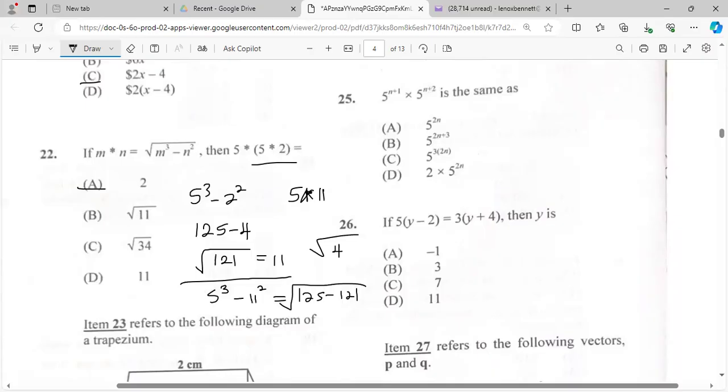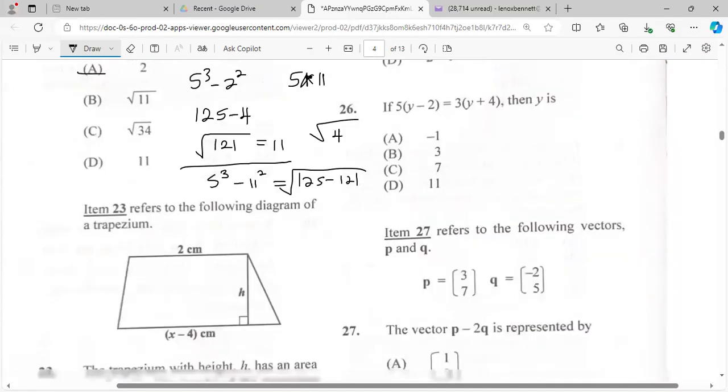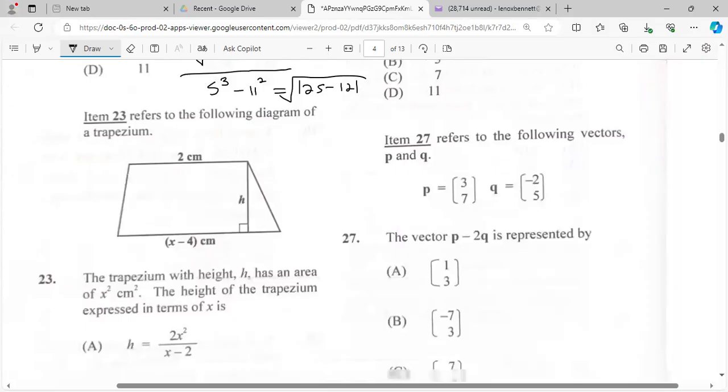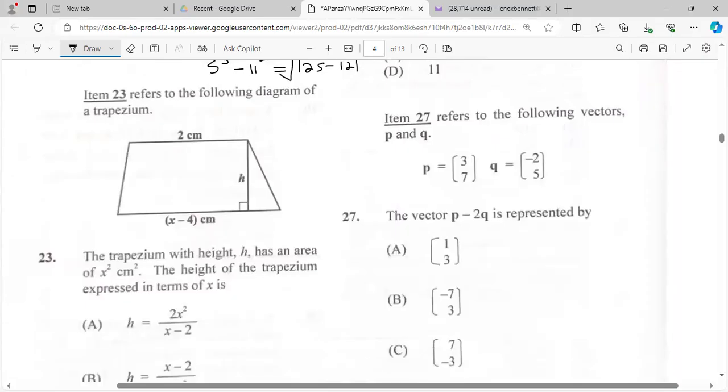This was a more thinking paper. Item 20 is where you can't take CXC for granted, guys. Do not sleep on the multiple choice. Item 20 is the following diagram of the trapezium. The trapezium with height h has an area of x centimeters squared. The height of the trapezium expressed in terms of x is, oh, they want the height.